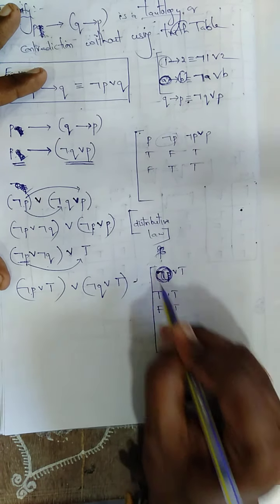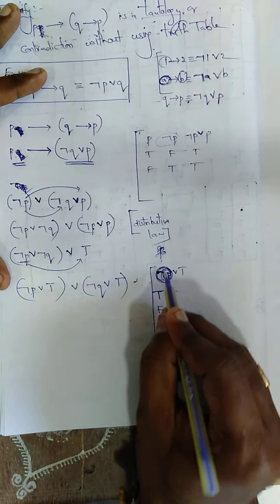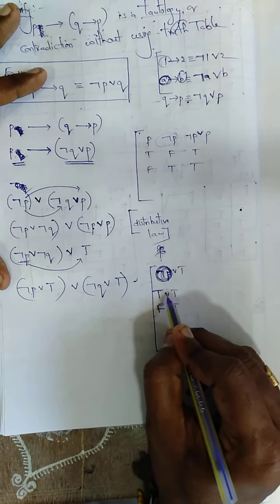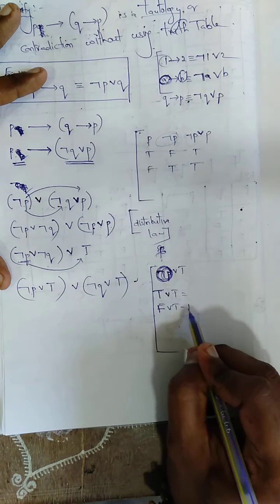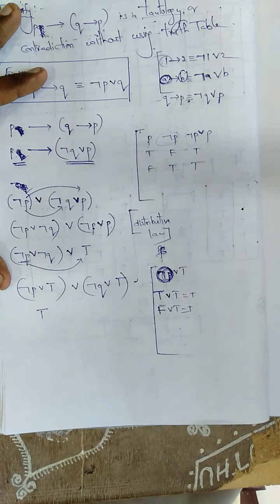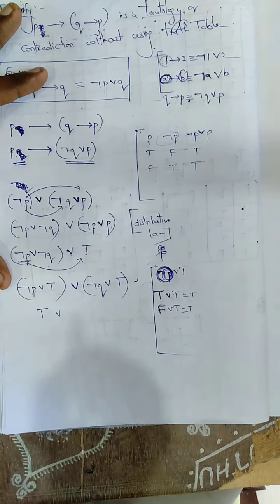For this negation of P, I am going to write T or T, otherwise F or T. This negation, I am going to use T. This negation, I am going to use F. With T and T, you know this symbol, only FF gives F, remaining all T. So this is also T, this is also T. This is totally going to be T only. So put this one, this one.